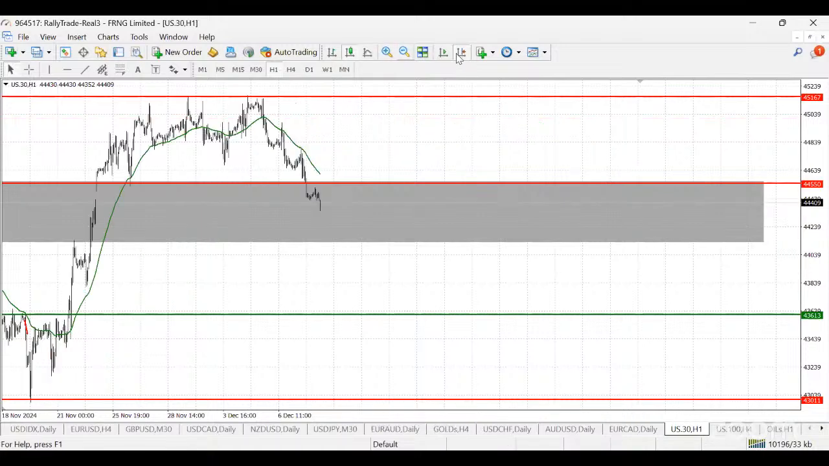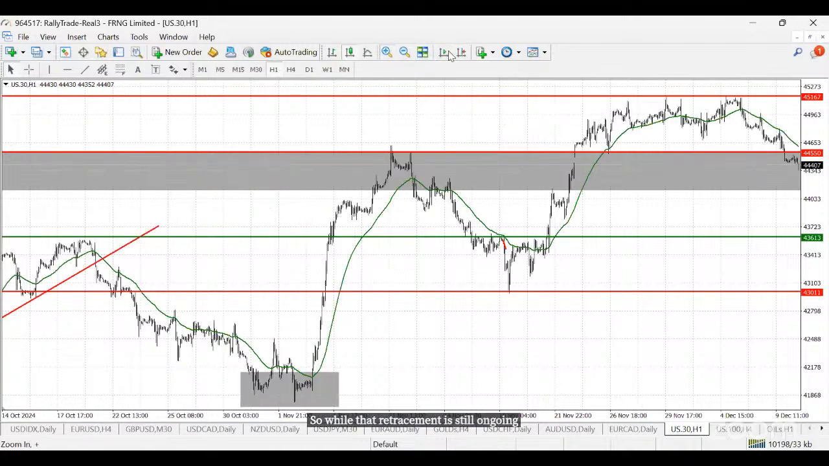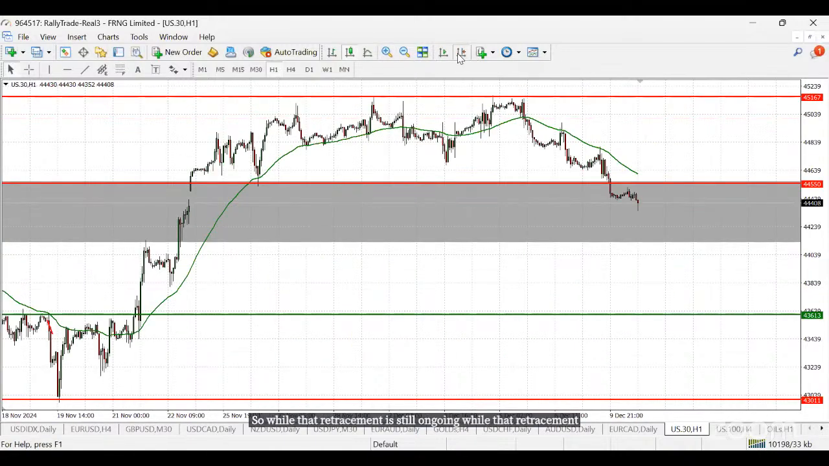So while that retracement is still ongoing, while that retracement is still intact, that means it may give us a temporary short opportunity until the uptrend resumes. That's what we have on the 1 hour time frame.